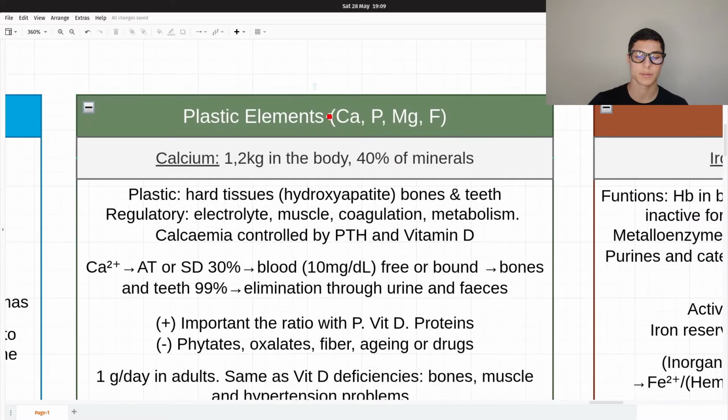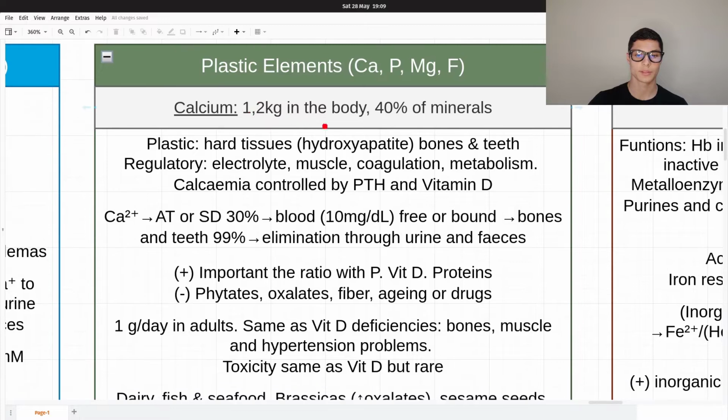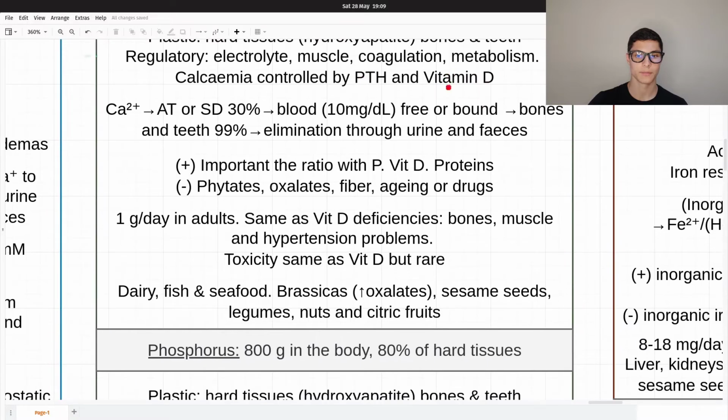Okay, then we have the plastic elements. Calcium first. Calcium is the major mineral we have. It's 40% of all minerals, and it's approximately 1.2 kilos in a body. It has plastic function as hard tissue for bones and teeth, and regulatory function as an electrolyte in some cases, in muscle contraction, coagulation of course, and metabolism. Calcemia is controlled by PTH and vitamin D, as we talked about in the fat-soluble vitamins video.